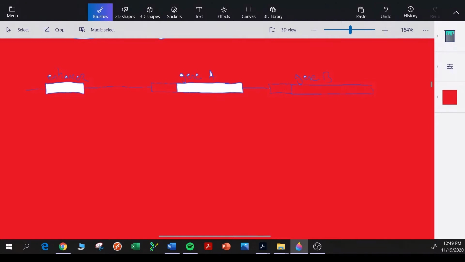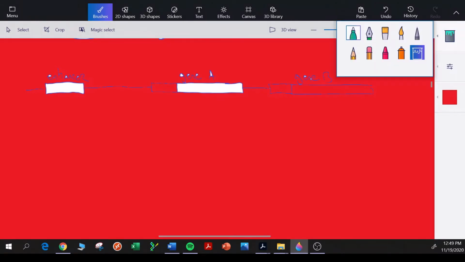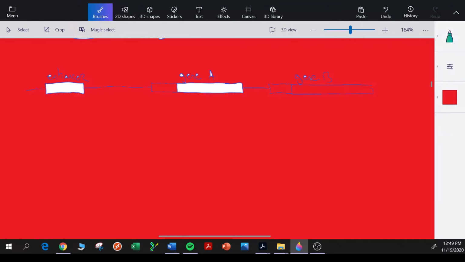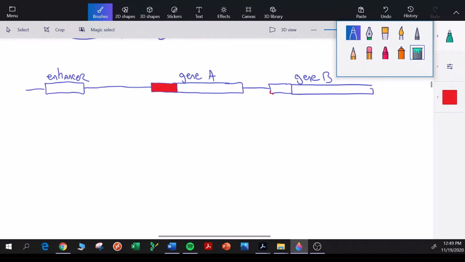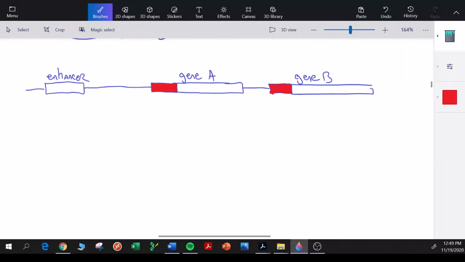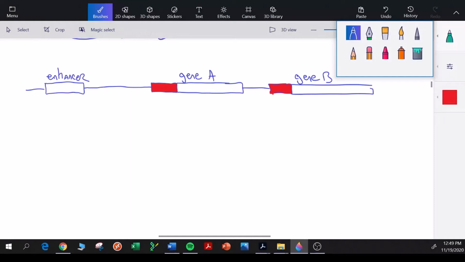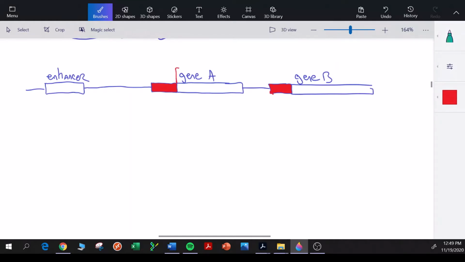Nope, that didn't work. I tried to get fancy. Okay, let's see here. There we go. Okay, so the red rectangles are the promoters. These are the +1 sites where transcription starts.